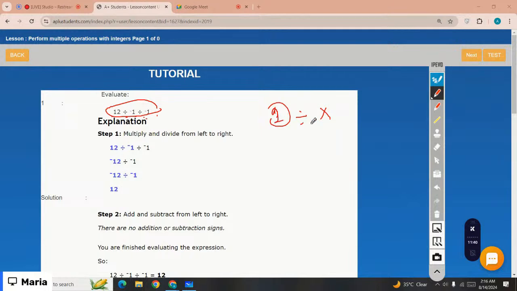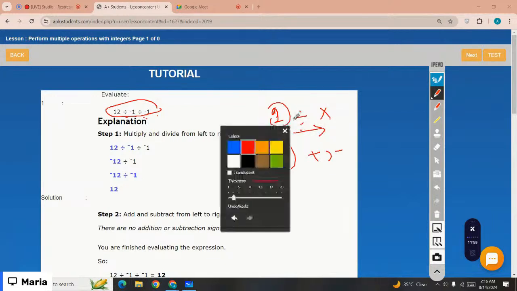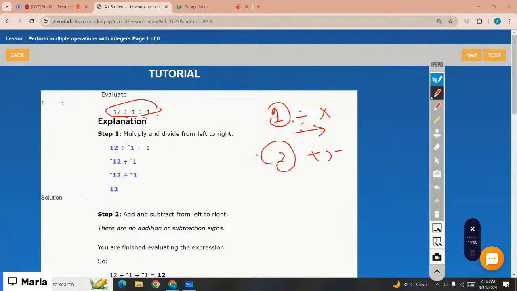So the first, you have to evaluate division and multiplication, right? And the second thing, we are going to evaluate plus and minus. So you have to go from left. If you have division first, you have to do division. If you have multiplication first, you have to do multiplication. So going from left to right, the first thing is divide. You have to simply divide. If one of the numbers is negative, the answer is negative. So negative 12 divided by negative 1. Now both of them are negative, so the answer must be positive, right?